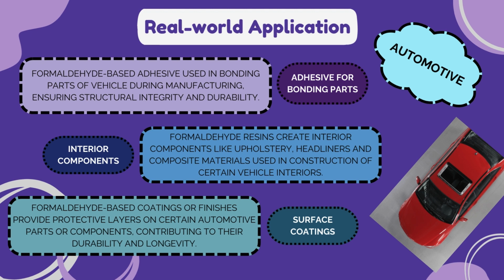For example, formaldehyde-based adhesives have been used in bonding various parts of a vehicle during manufacturing, ensuring structural integrity and durability. Next, formaldehyde is used for interior components. For instance, formaldehyde resins have been employed in creating interior components like upholstery, headliners, and composite materials used in the construction of certain vehicle interiors.